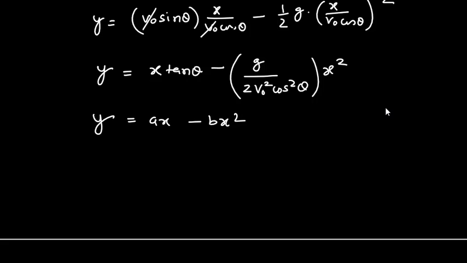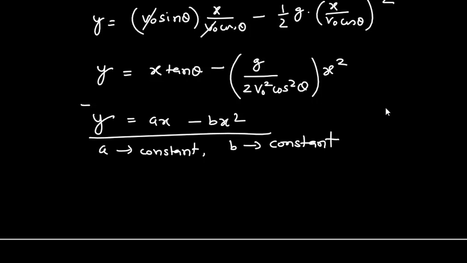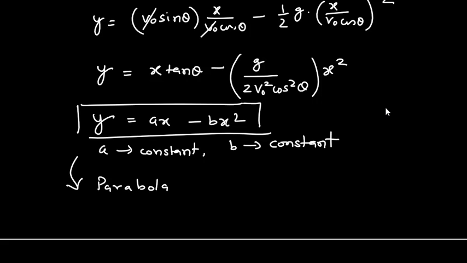Now if we analyze that a is constant and b is also constant, so we arrive at the conclusion that this is the equation where y is equal to ax minus bx square. This is the equation of a parabola. So the path traced by a projectile is the path of a parabola.